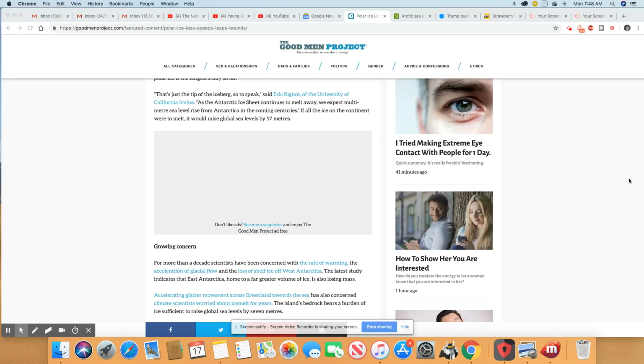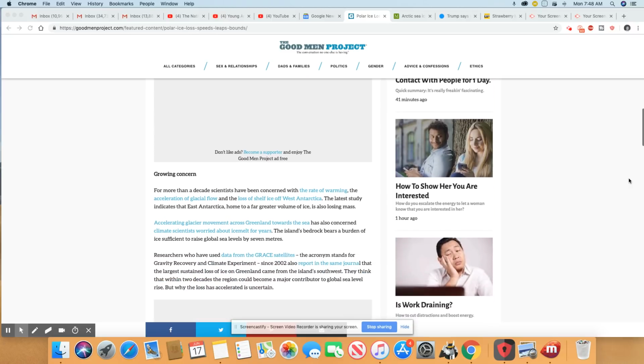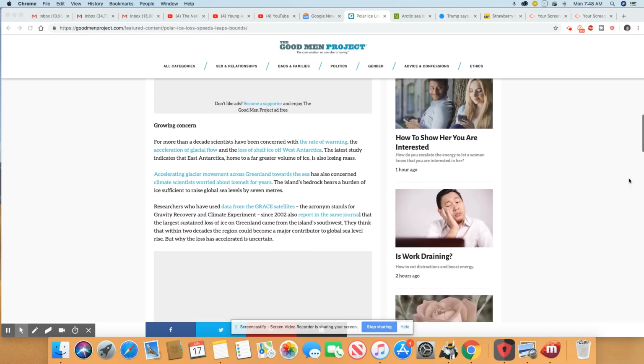As the Arctic ice sheets continue to melt away, we expect multi-meter sea level rise from Antarctica in the coming centuries. If all the ice on the continent were to melt, it would raise global sea levels by 57 meters. Wow, growing concern. For more than a decade, scientists have been concerned with the rate of the warming.